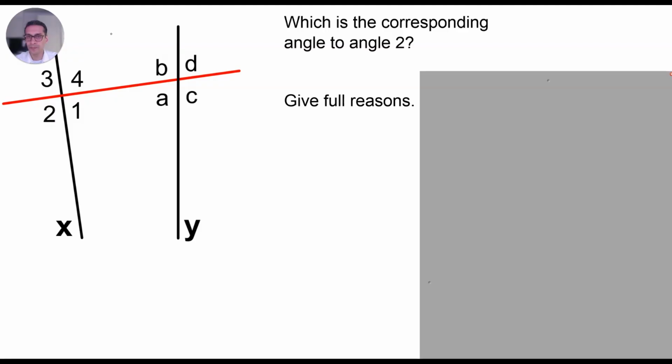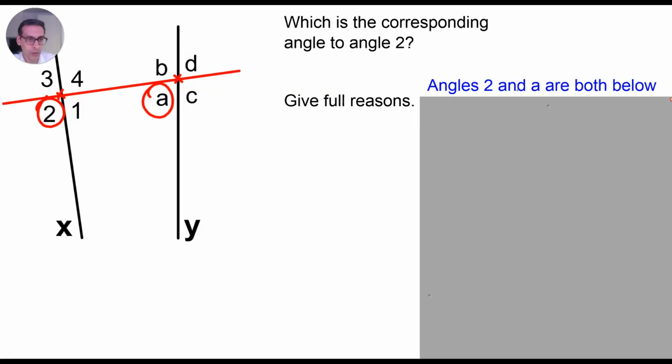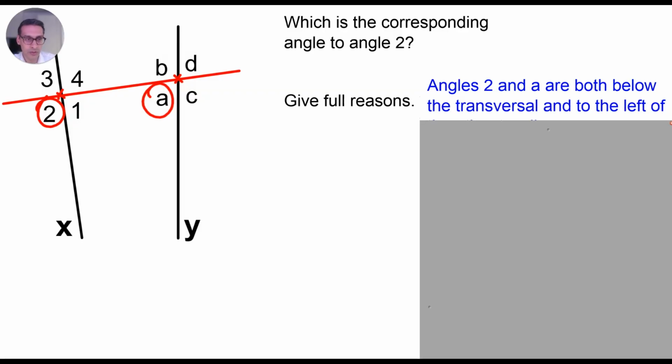So here's another diagram. It says, which is the corresponding angle to angle 2? The transversal is highlighted in red because it crosses over two lines. And we can see the corresponding angle has to be in the same position around each of these vertices. So what we want is below the transversal and to the left, which means that A is the corresponding angle. And we can say angle 2 and A are both below the transversal and to the left of the other two lines.